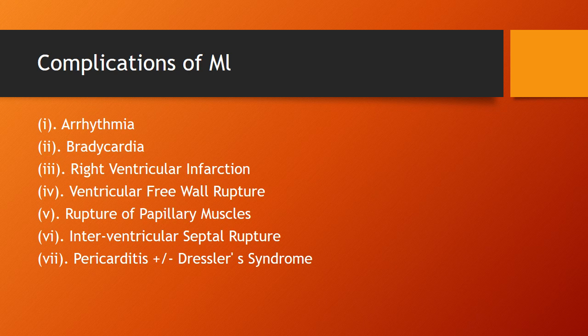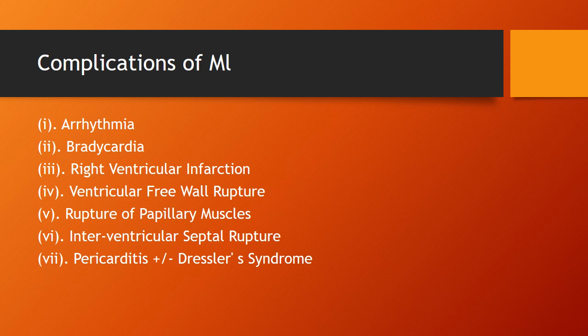The fifth complication is rupture of papillary muscle, which is another mechanical complication presenting with acute mitral regurgitation. It will have a pansystolic murmur, S3 heart sound, acute pulmonary edema, and shock. You will diagnose it with echocardiography, and treatment will be emergency mitral valve replacement.